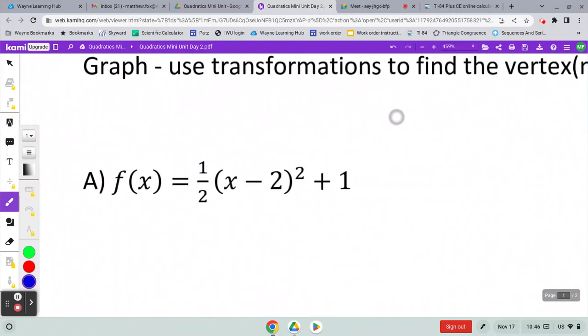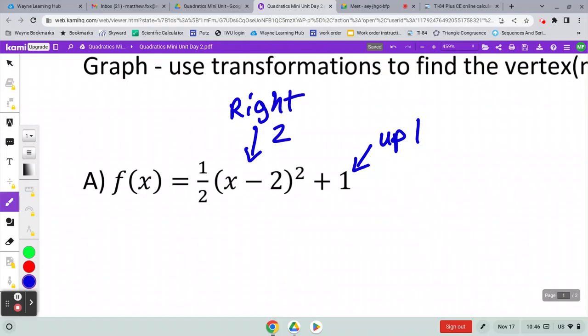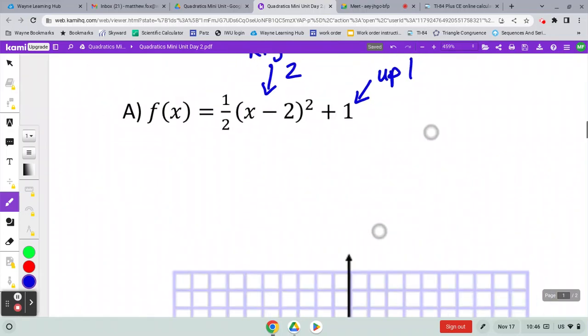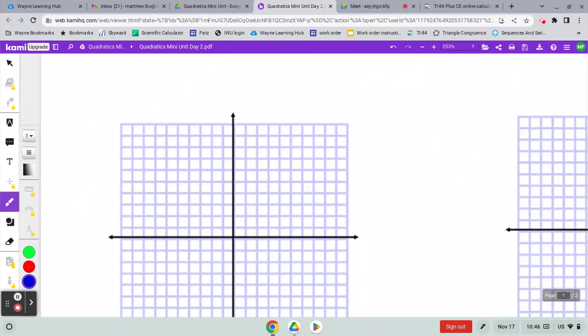So if we look at example A, what does this shift mean? Okay, up 1. And what does this shift mean? Right 2. So if the whole thing is shifted right 2, up 1, normally it starts at 0, 0. Where will the vertex be? Double check. 2, 1. Yes. It's okay. 2, 1. That is our vertex.